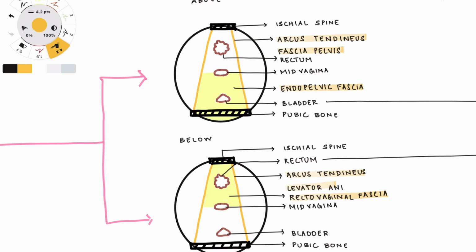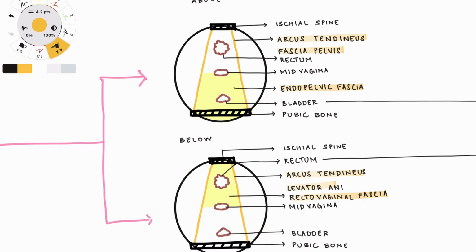In the layer which is present above, the structures which form the supports are arcus tendineus fascia pelvis and endopelvic fascia. Arcus tendineus fascia pelvis is the thickened pelvic fascia extending between the ischial spine and pubic bone on both sides. Endopelvic fascia extends from the anterior vaginal wall to the pubic bone and lies in between the two sides of arcus tendineus fascia pelvis.